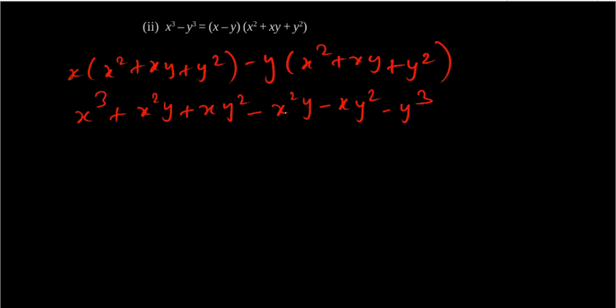So minus x square y plus x square y will get cancelled, plus xy square minus xy square will get cancelled. We will get x cube minus y cube. We got our RHS. So this has been verified.